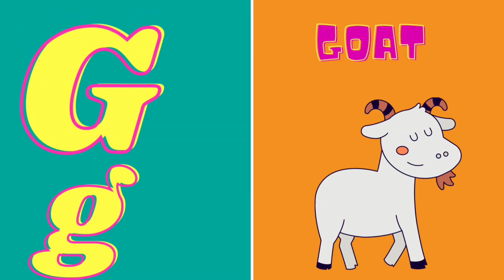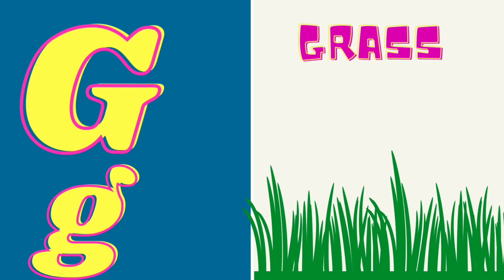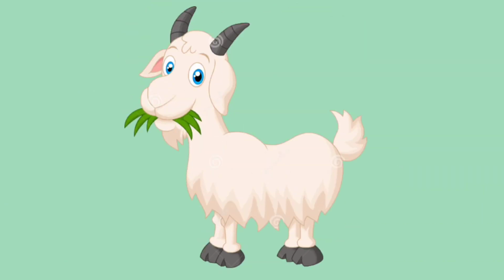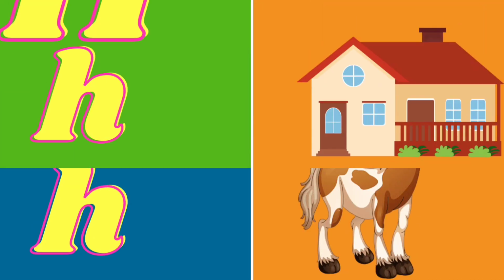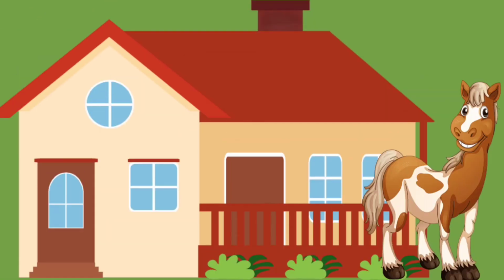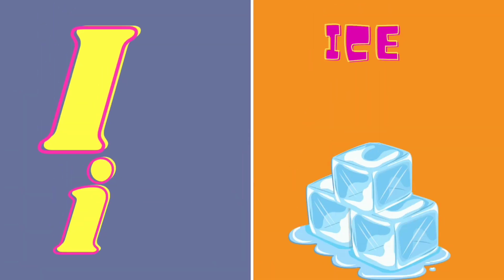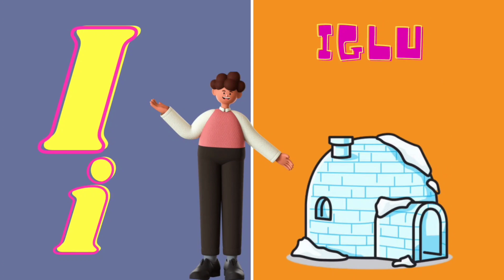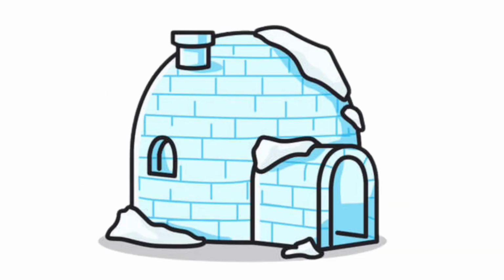G for goat, G for grass, goat grass. H for horse, H for home, horse home. I for ice, I for igloo, ice igloo.